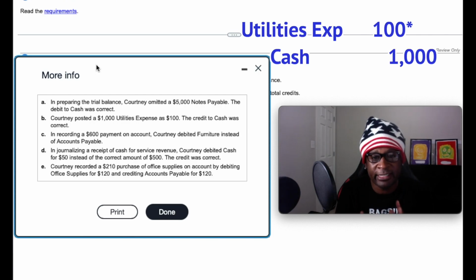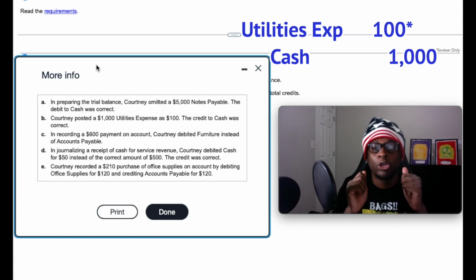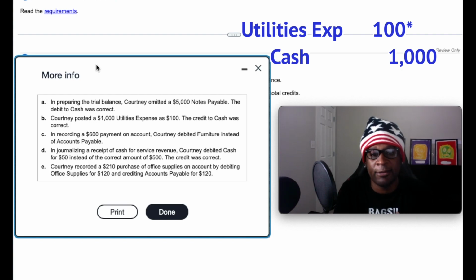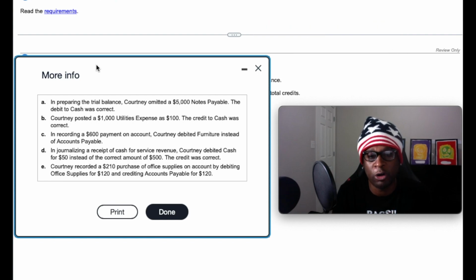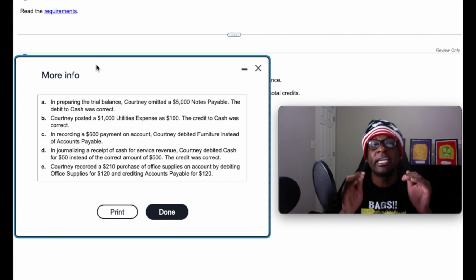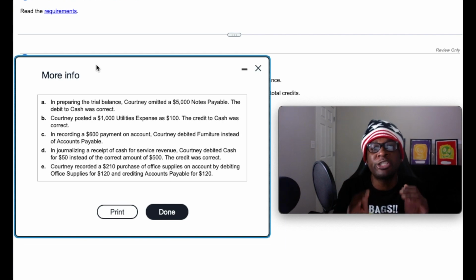So a couple of things are happening, but let's first identify the utilities expense. Utilities expense is in the all clear group, which means that the normal balance of expenses is on the debit side. And the fact that she was supposed to record or increase utilities expense by $1,000, but she did it by $100 instead, that means that the utilities expense account is lower than what it should be.